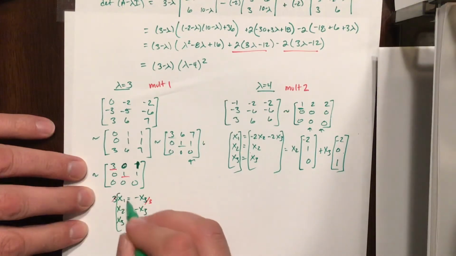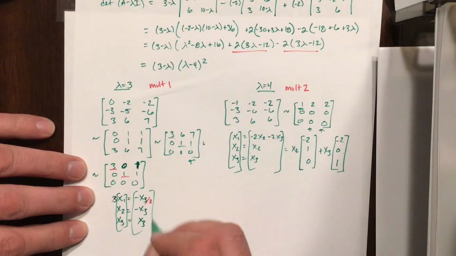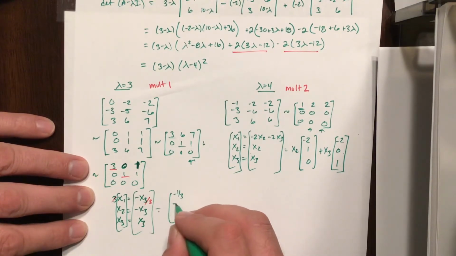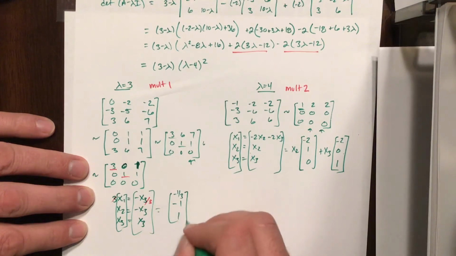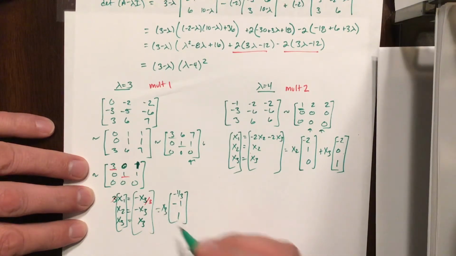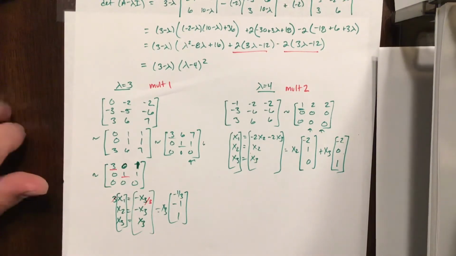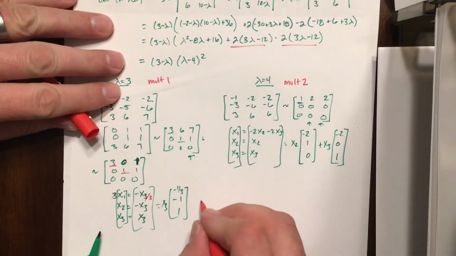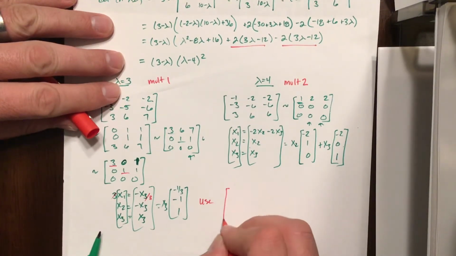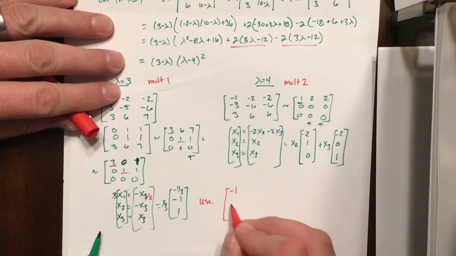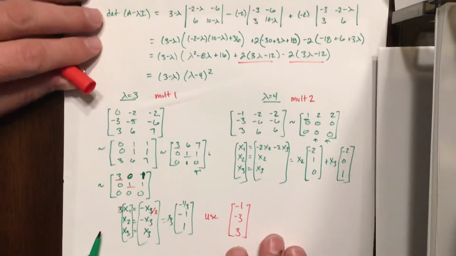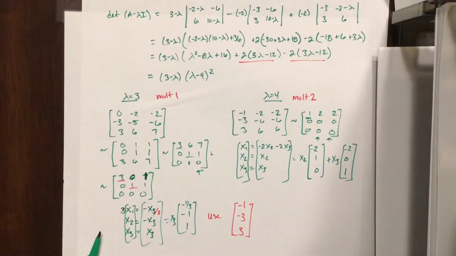So the vector x1, x2, x3 is equal to negative 1/3 times negative 1 and 1, okay, times x3, or any scalar multiple of the vector negative 1/3, negative 1/3, negative 1, and 1. So I will use, I'll write this in red, I will use negative 1, negative 3, and 3 as my eigenvector that corresponds to lambda equals 3. All right.